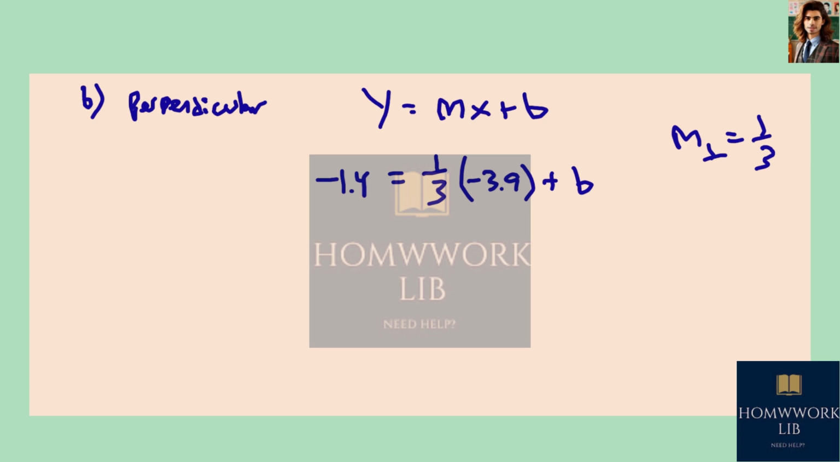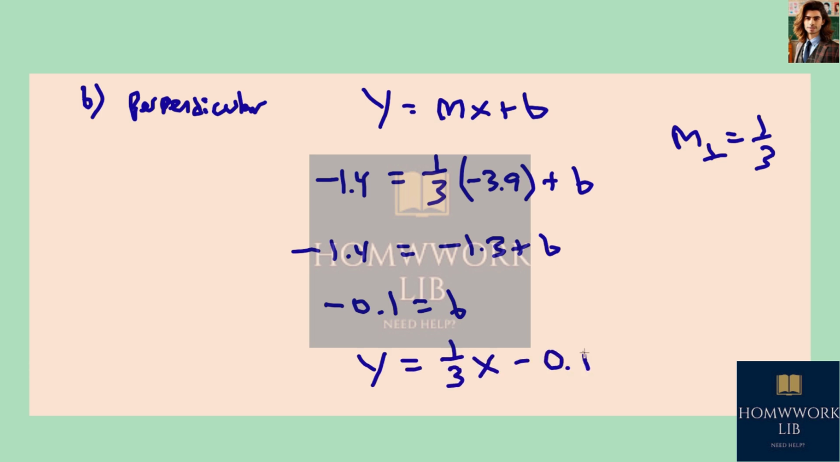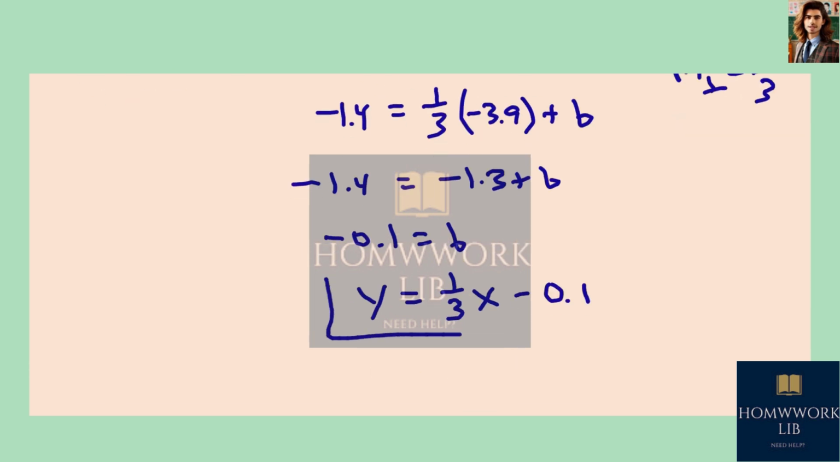Negative 3.9, a third of that is negative 1.3. Add 1.3 to both sides, and we'll get negative 0.1. And so y equals 1/3 x minus 0.1 would be perpendicular through that point.